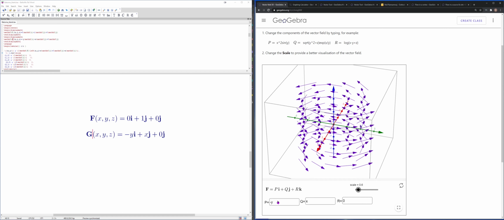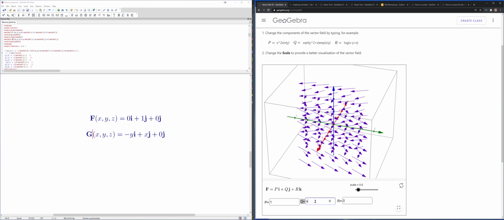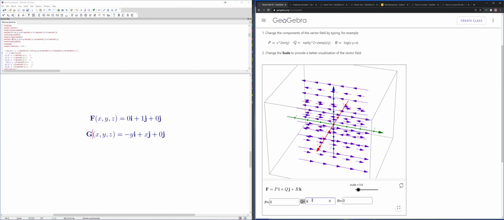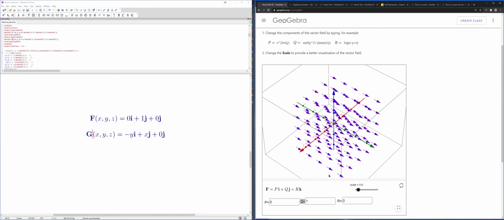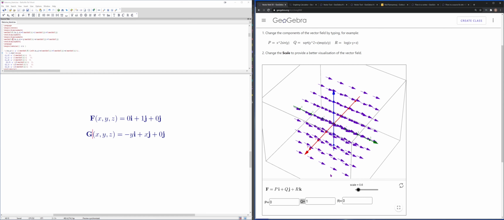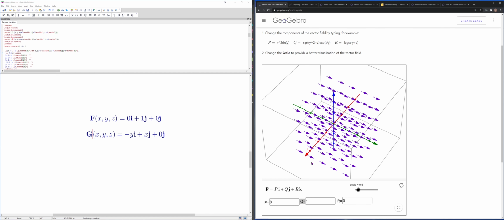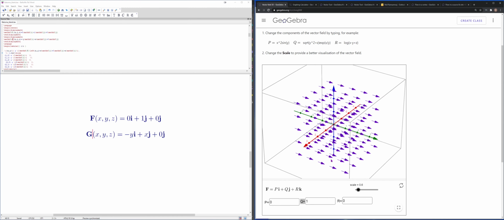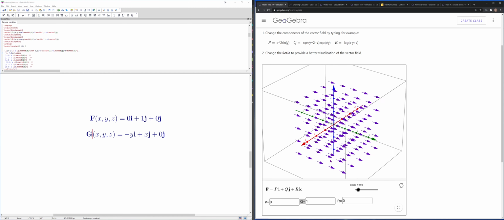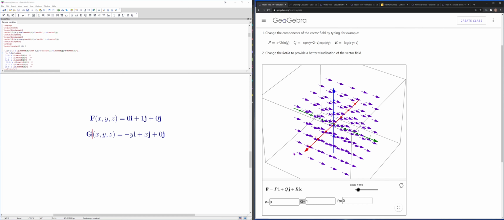The F, the big F, that we just looked at before. This one is constant vectors in the y direction. If you want to think of this as fluid flow, it's just a constant fluid flow in three-dimensional space, flowing in your y direction.